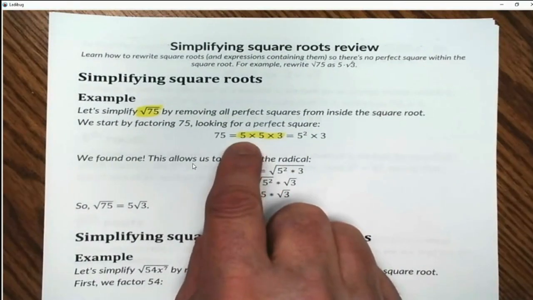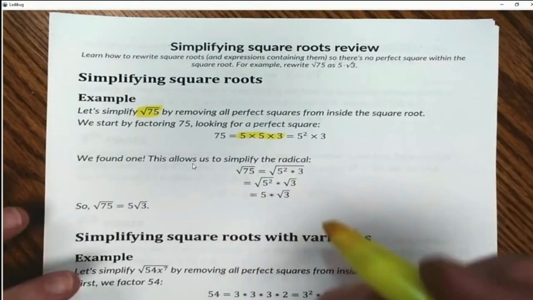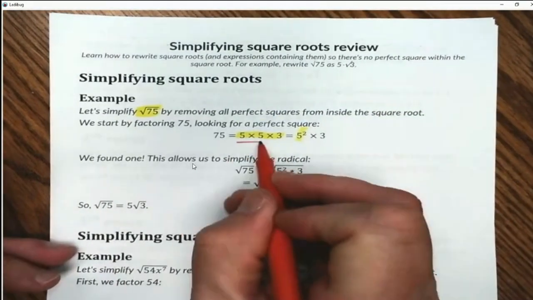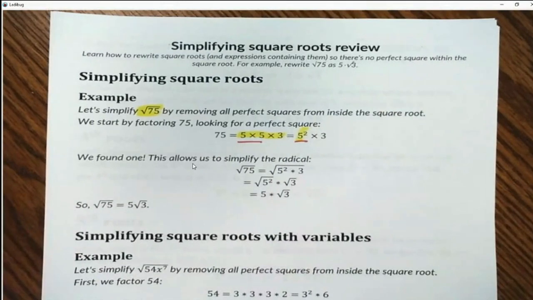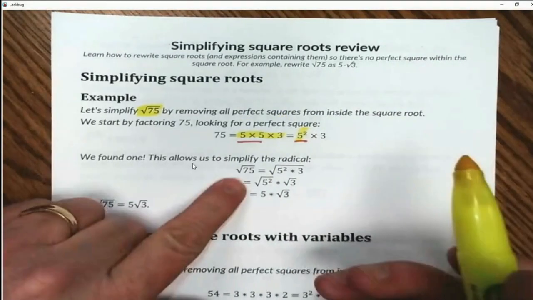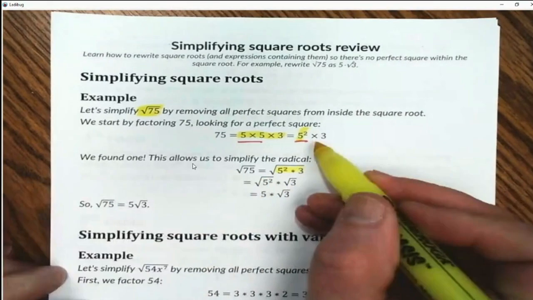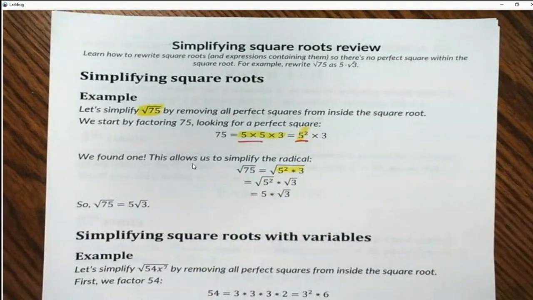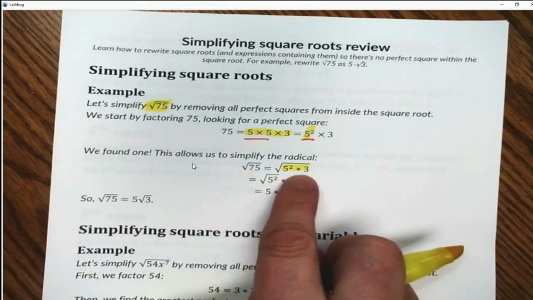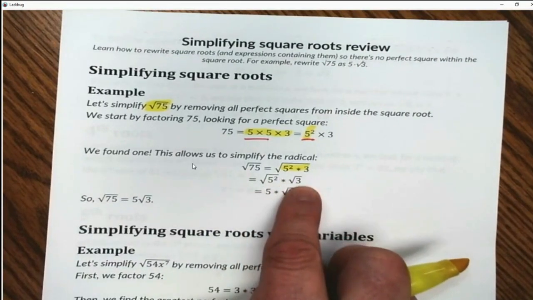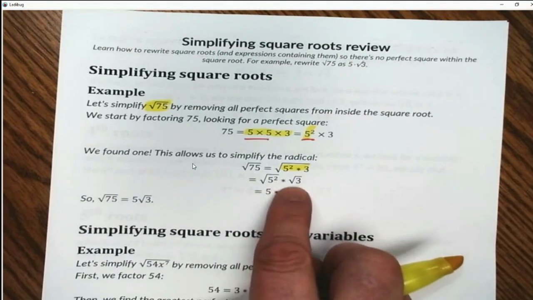So you'll notice you have 5 times 5. That's the same thing as 5 squared, right? If you have 5 times 5, that's 5 squared. So we'll rewrite this. Square root of 75 is the same as 5 squared times 3, which is what we had over here. Well, you can rewrite that as the square root of 5 squared times the square root of 3.